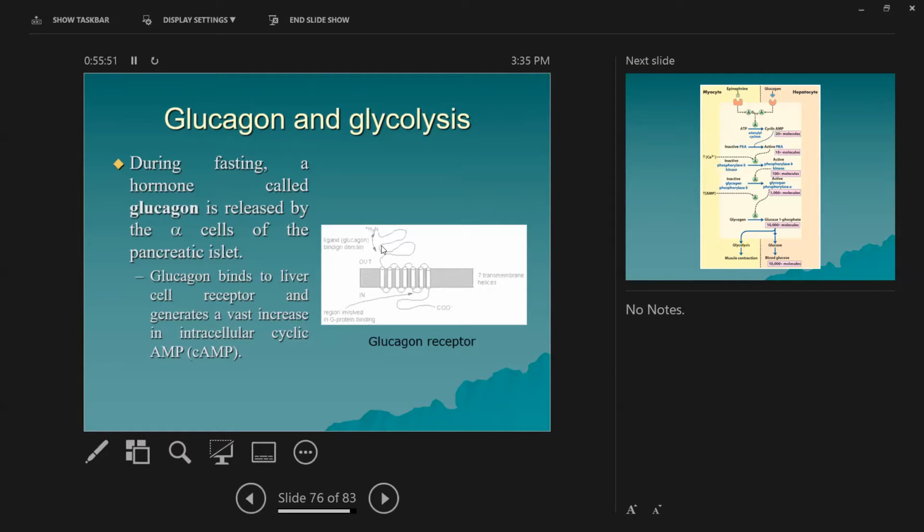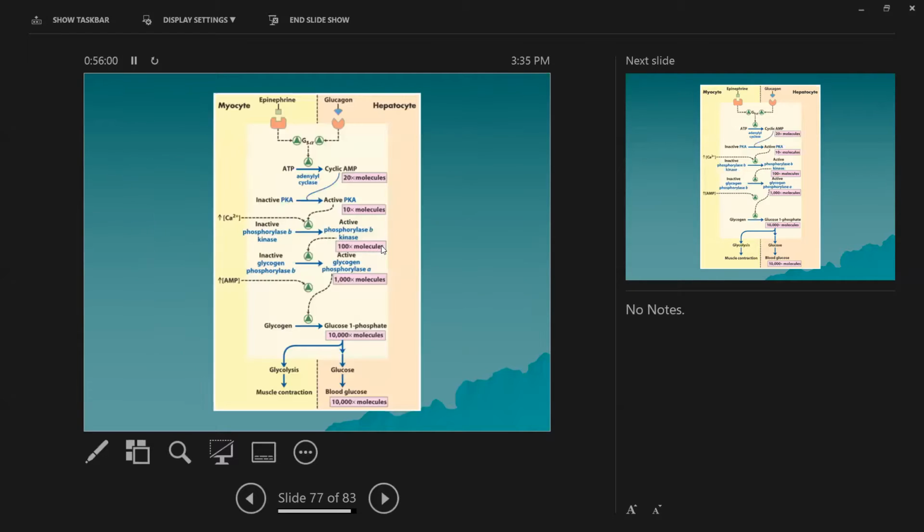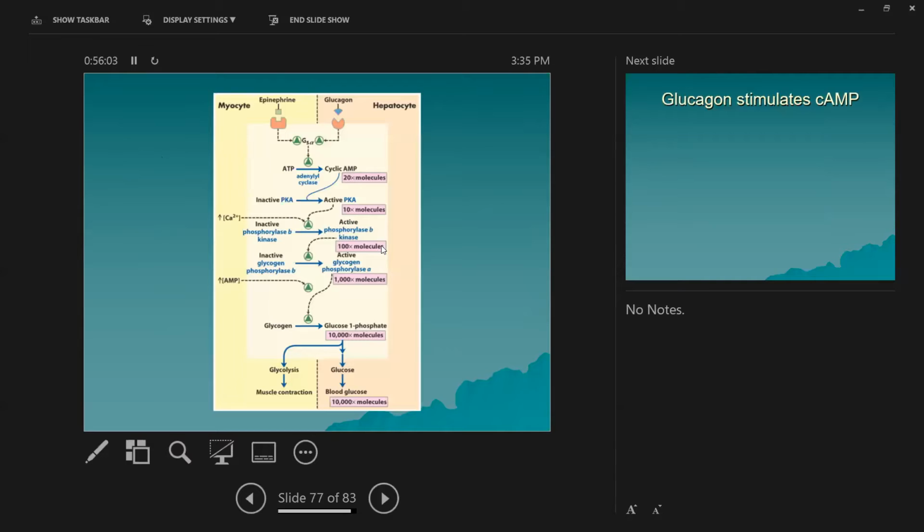That takes ATP and makes cyclic AMP. This will jack up cyclic AMP levels inside the cell. Cyclic AMP is a so-called second messenger. And then this second messenger is able to activate protein kinase A. Protein kinase A will then phosphorylate phosphorylase kinase and convert it to the active form. That will then activate glycogen phosphorylase. Then glycogen phosphorylase degrades glycogen to give you glucose.